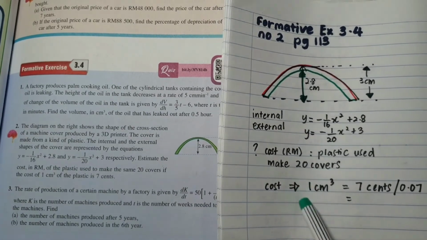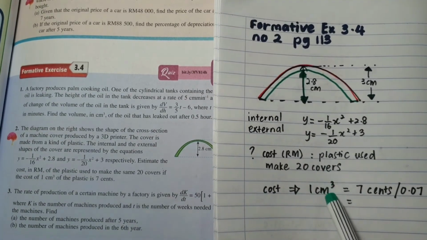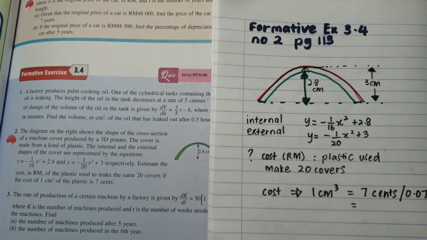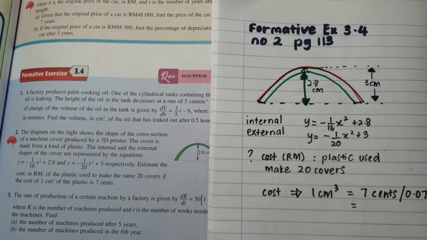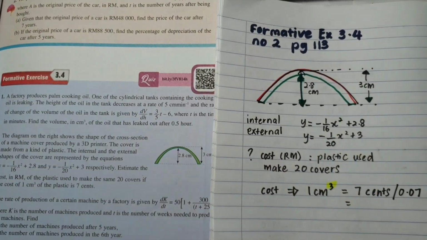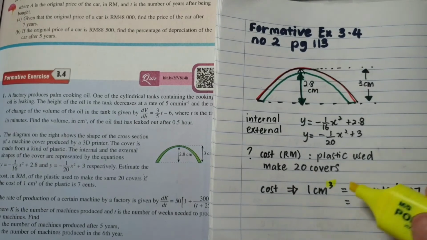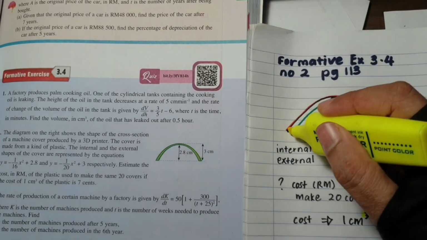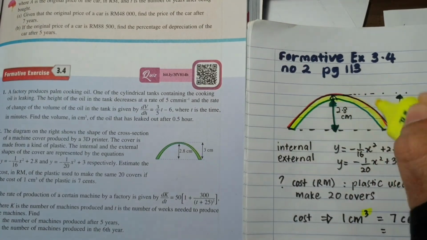So cm3 indicates volume, which means we need to find the volume. Okay, don't find area, find volume. How do I know whether I want to find area or volume? Because of the units here, cm3. So you need to find the total volume, the volume of this region, of the plastic.